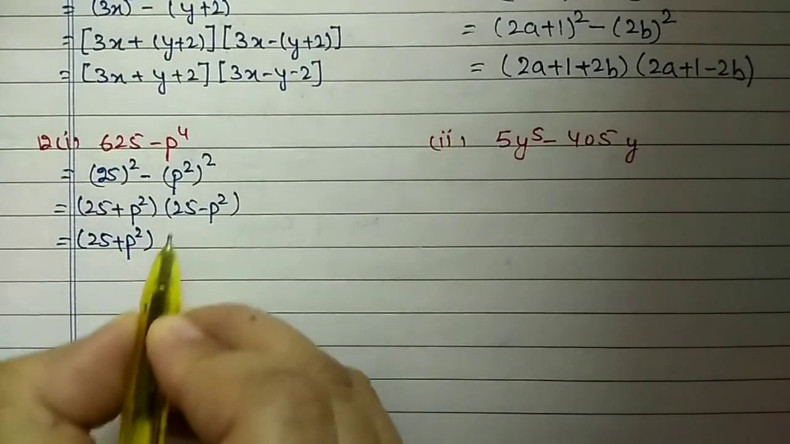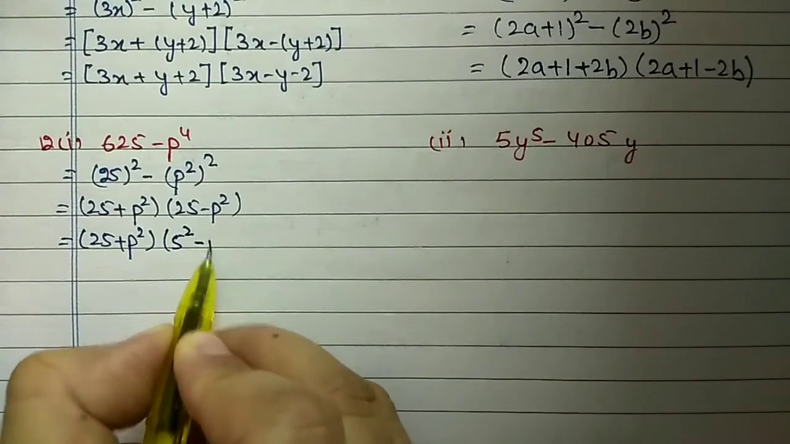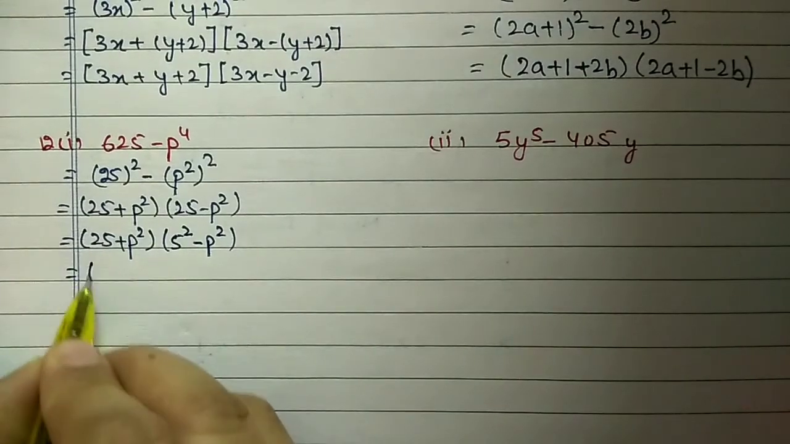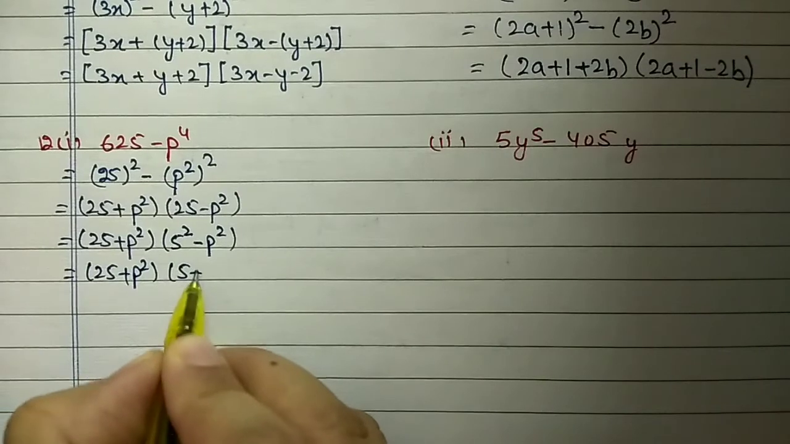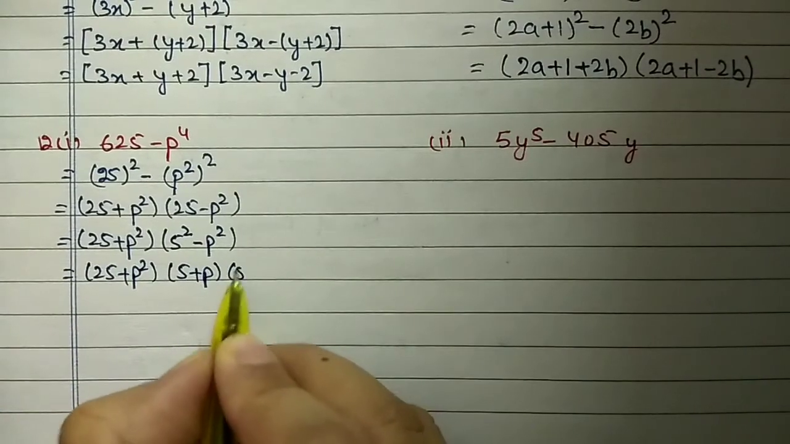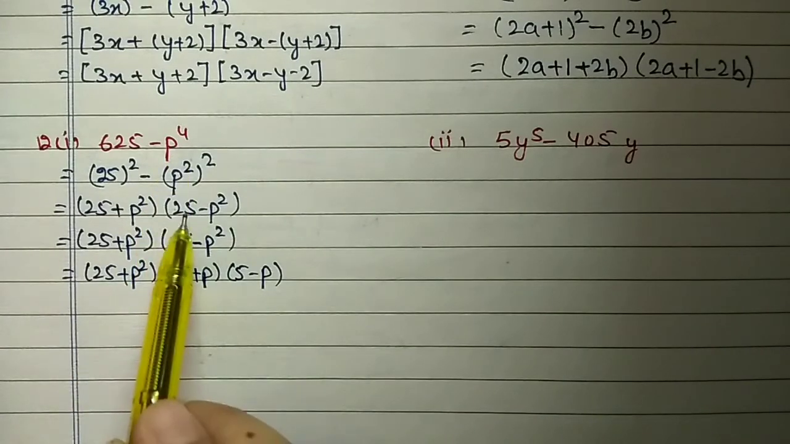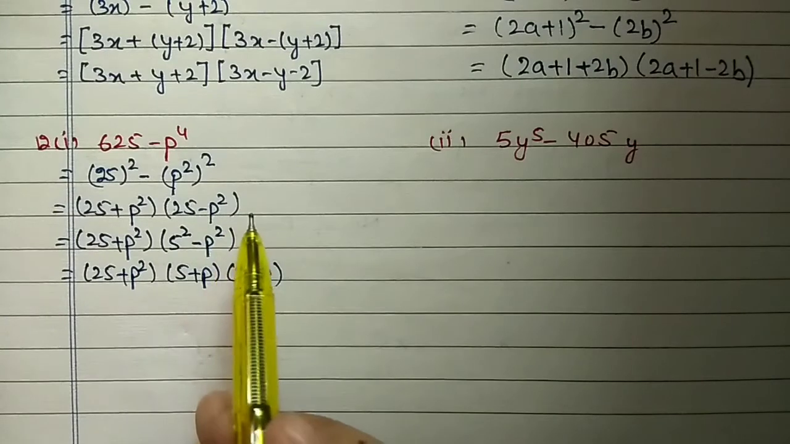But for this second bracket we can reapply the formula. The 25 we can write as 5 square minus p square, a square minus b square. Again we can write it as a plus b, means 5 plus p, and a minus b, means 5 minus p. So when power is 4, just recheck after one time factorization whether this second bracket you are able to factorize or not.